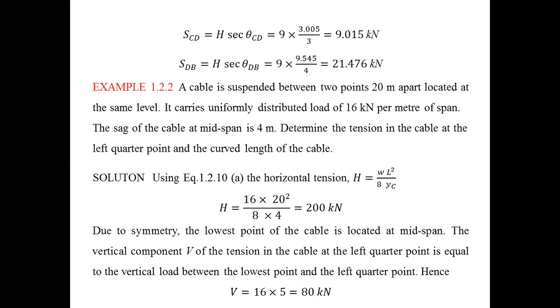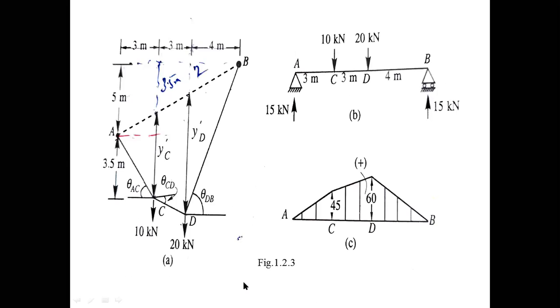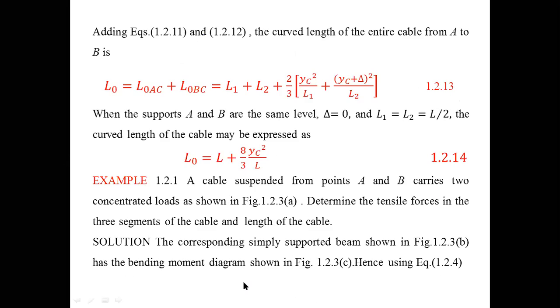And once you know the H, then you find the vertical reaction at the quarter point. What is the vertical reaction at quarter point? W into L, so 16 into 5, 80 kilonewton. Now you know the H and V, and once you go to the properties.